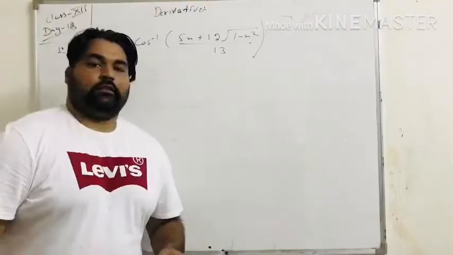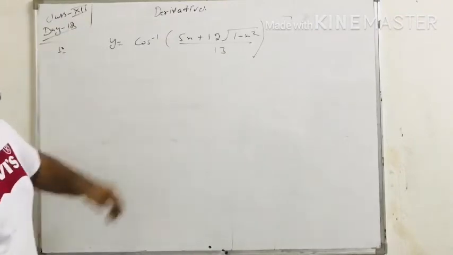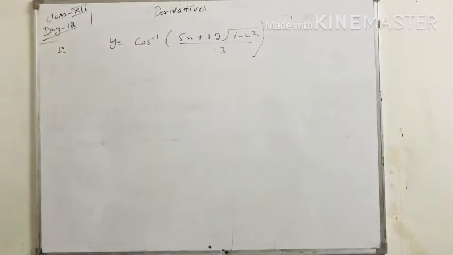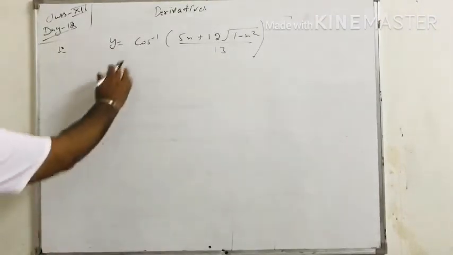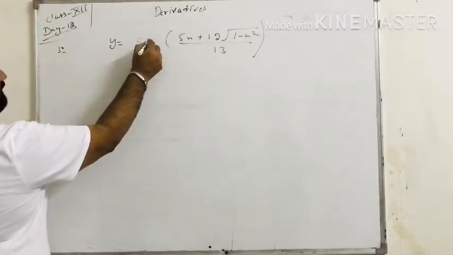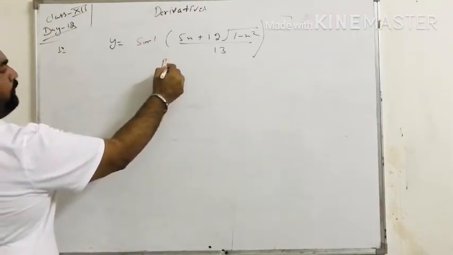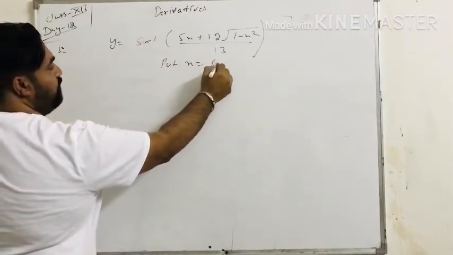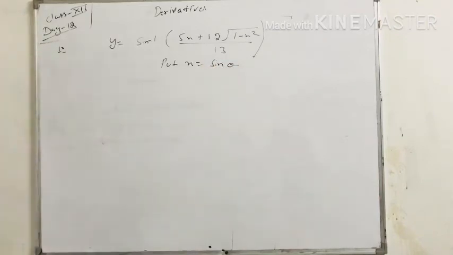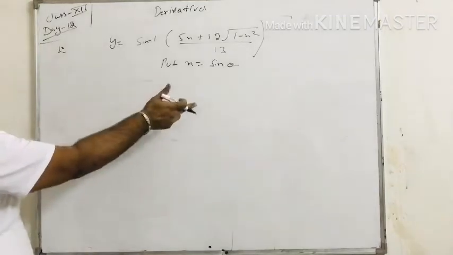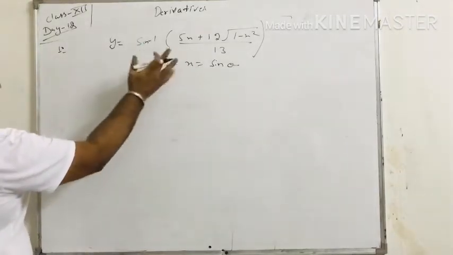So the same question as the previous one, again the same form. Now here in the question is sine inverse x. So we put x equals sine theta. If there is cos inverse x, put x equals cos theta. If there is sine inverse, put x equals sine theta.